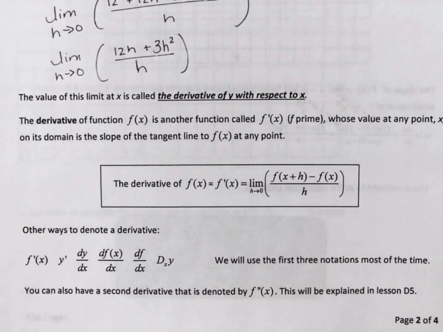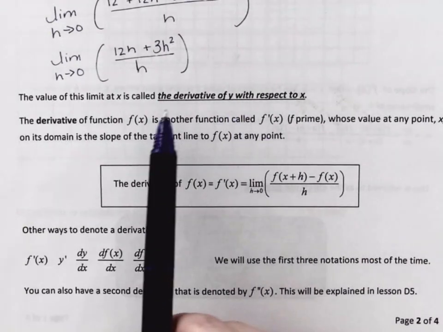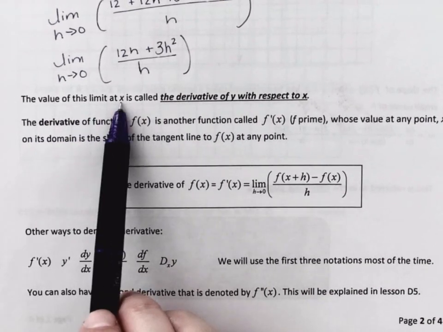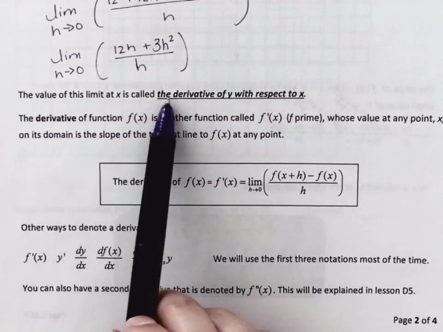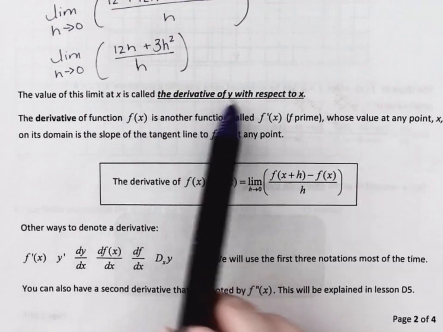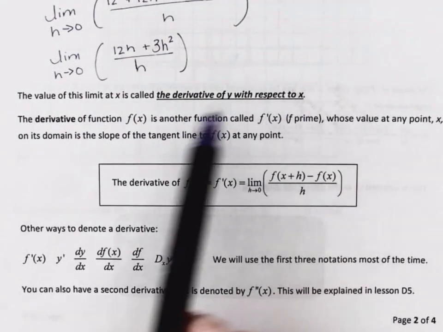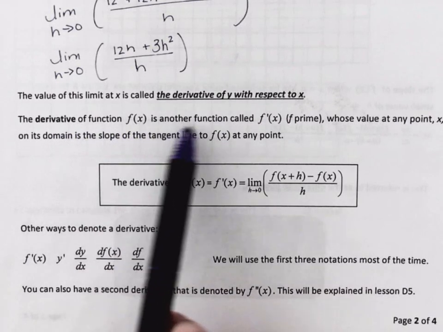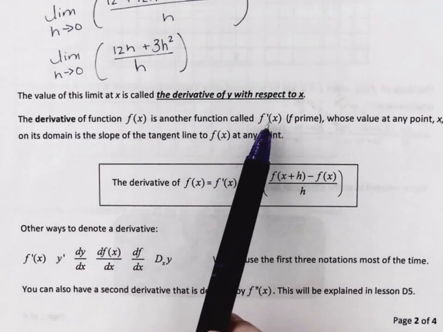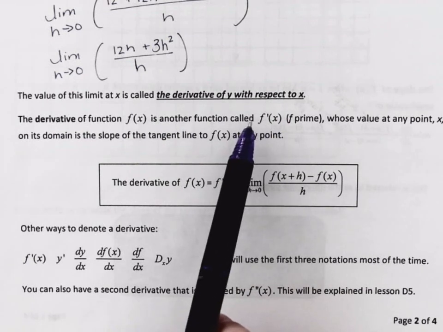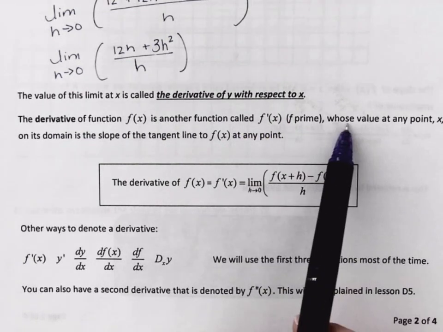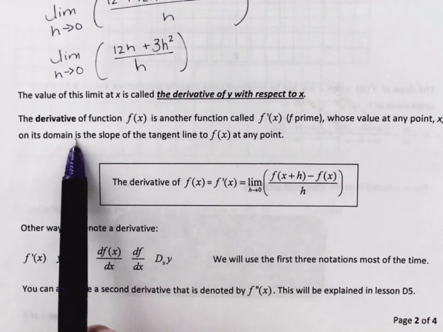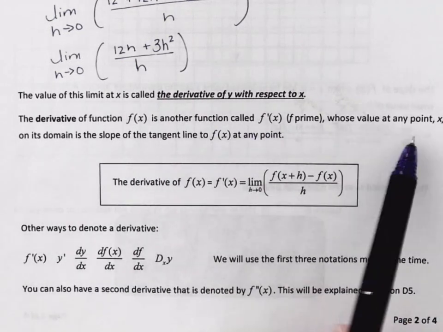All right, so we call this value, the limit at x, so that's your point of tangency, the derivative of y in respects to x. It's a little bit of a mouthful. So the derivative of the f of x function is sometimes called f prime. We've seen that prime symbol before. Whose value at any point x on the domain is the slope of the tangent line at any point.